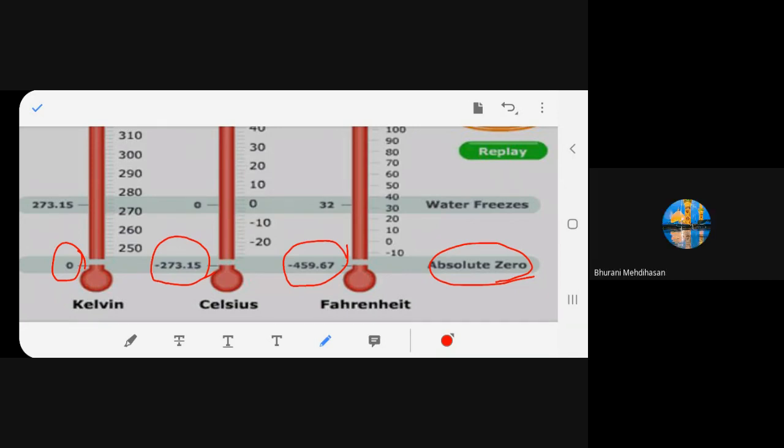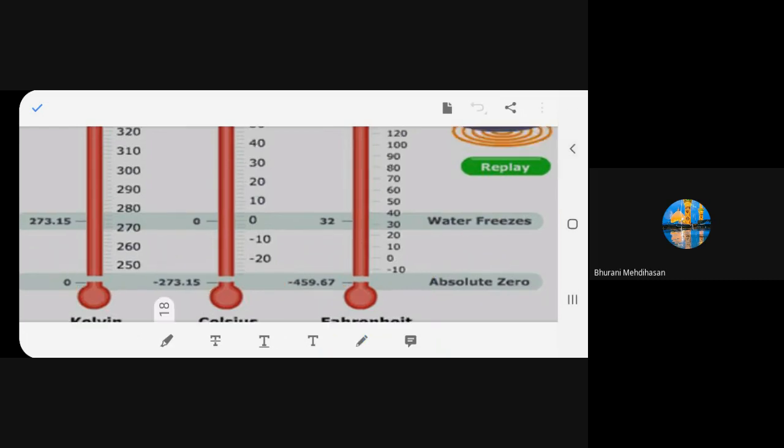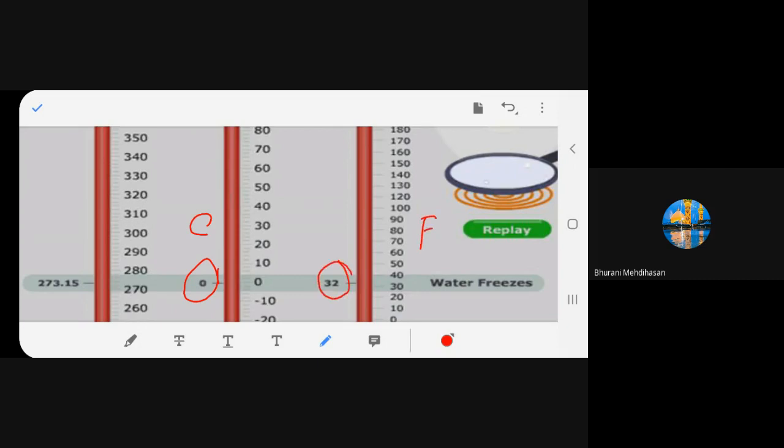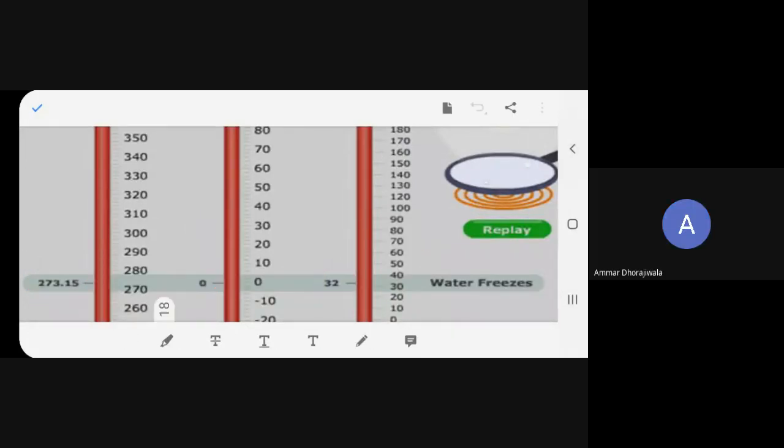Is it clear? Now let's come back here. Celsius zero. That means the water freezes, right, beta? This is in Celsius. The Fahrenheit is 32 degree. That is what we learned. 32 degree is the freezing in Fahrenheit. And in Kelvin, it is 273.15. Agree? Okay. This is a comparison, beta.